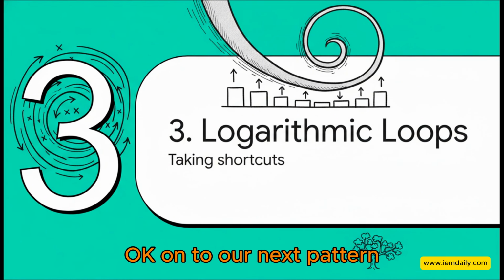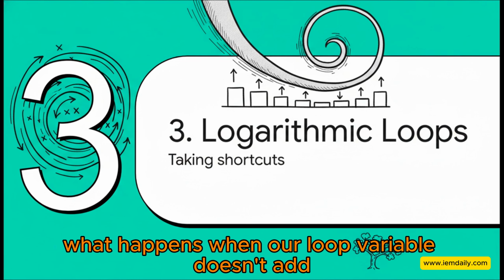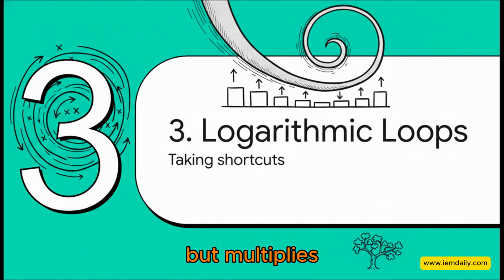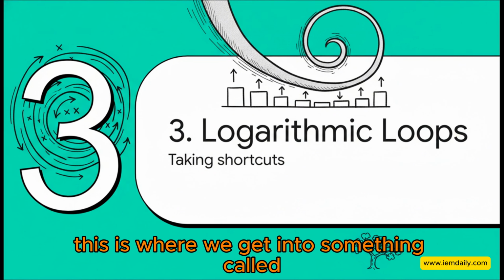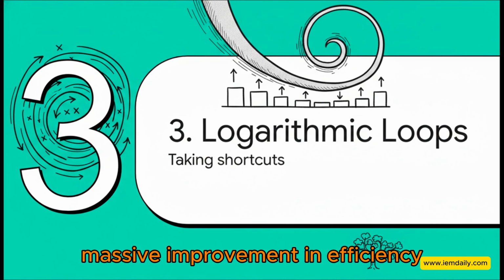Okay, on to our next pattern. And this is where things get really interesting. What happens when our loop variable doesn't add, but multiplies? This is where we get into something called logarithmic time, which is a massive, massive improvement in efficiency.